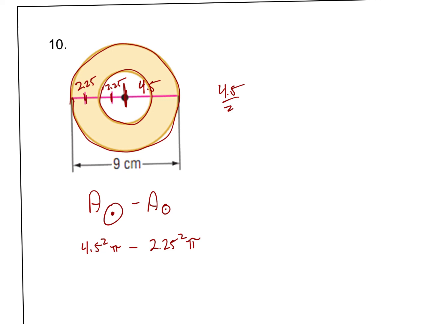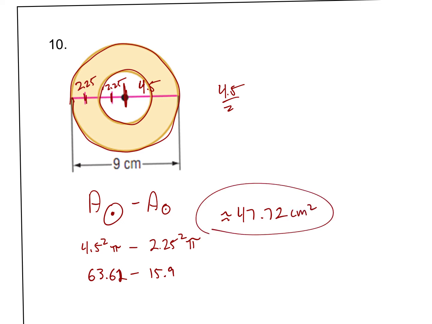So do a little calculator mashing, 63.61 or 62. 2.25 squared times pi is going to be 15.9. So if I just subtract those, I get approximately 47.72 centimeters squared. That's my answer.